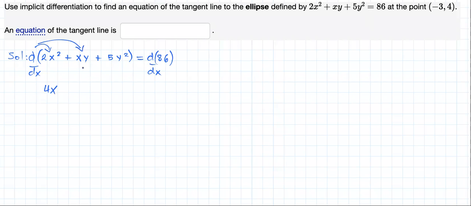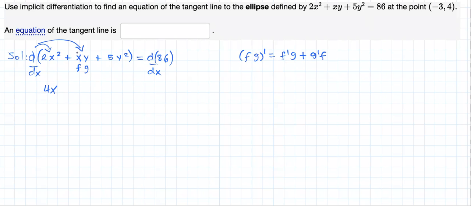Derivative of x times y. Here we have to be careful. x and y should be considered as two different functions. So we have here the multiplication of two functions. Recall, in order to take the derivative of the multiplication of two functions, f times g, the derivative equals f prime g plus g prime times f, right?